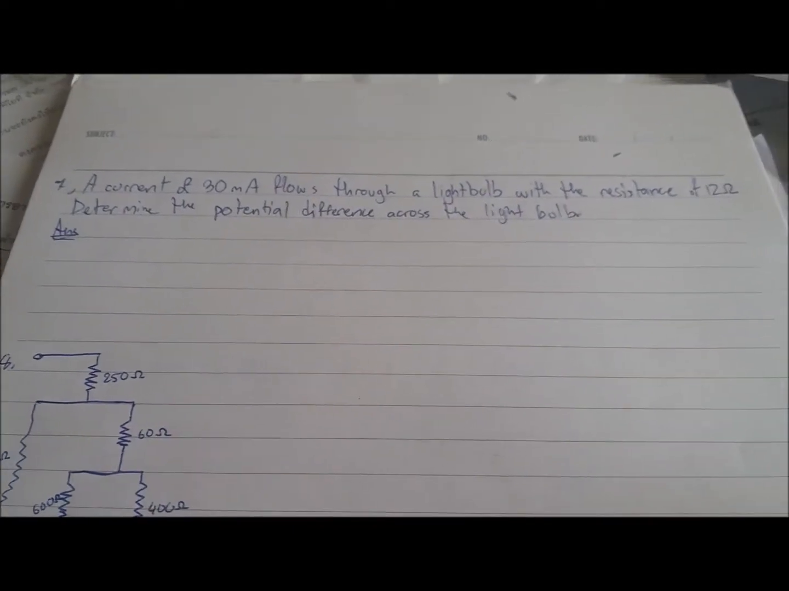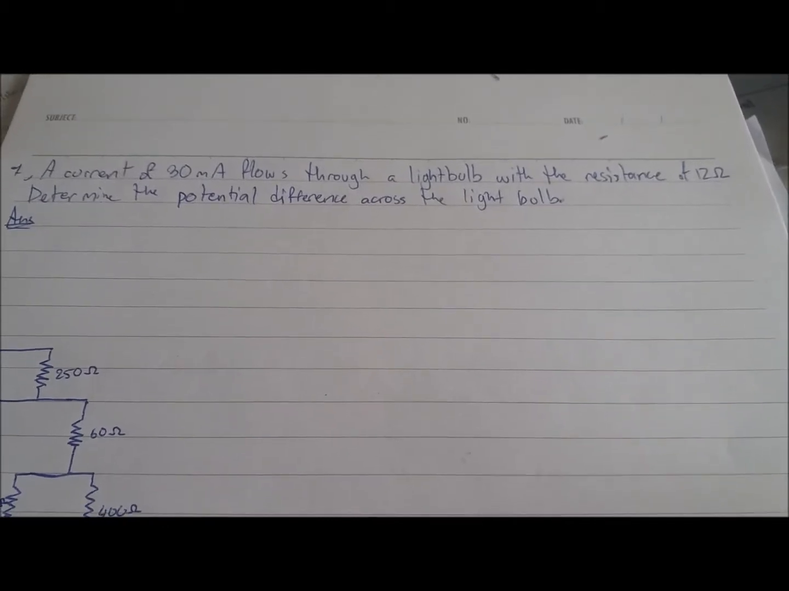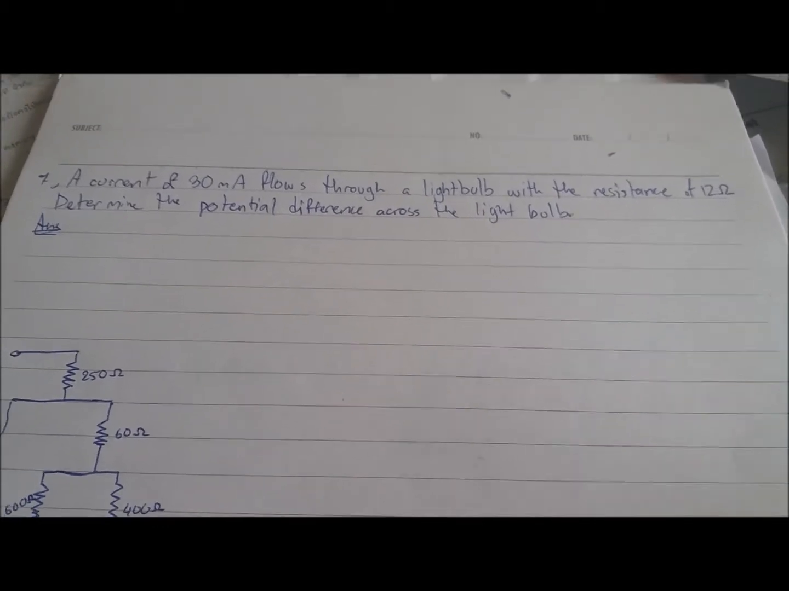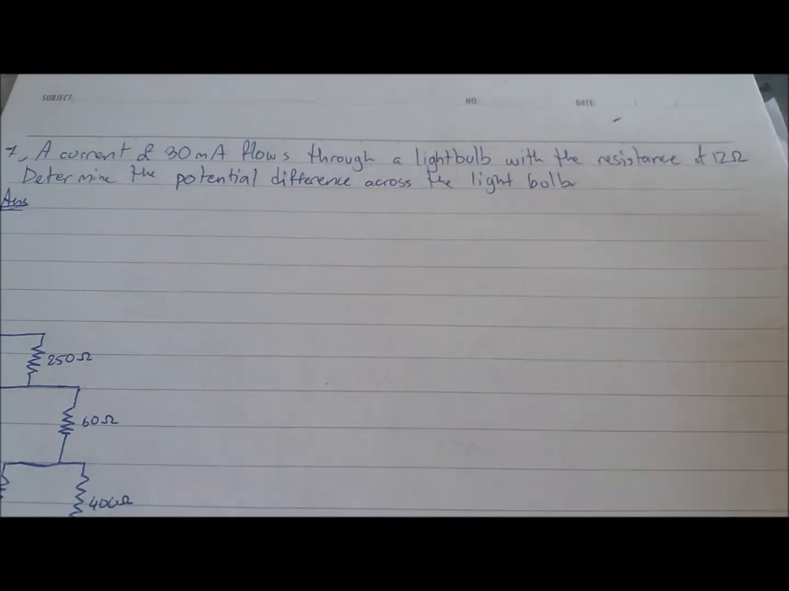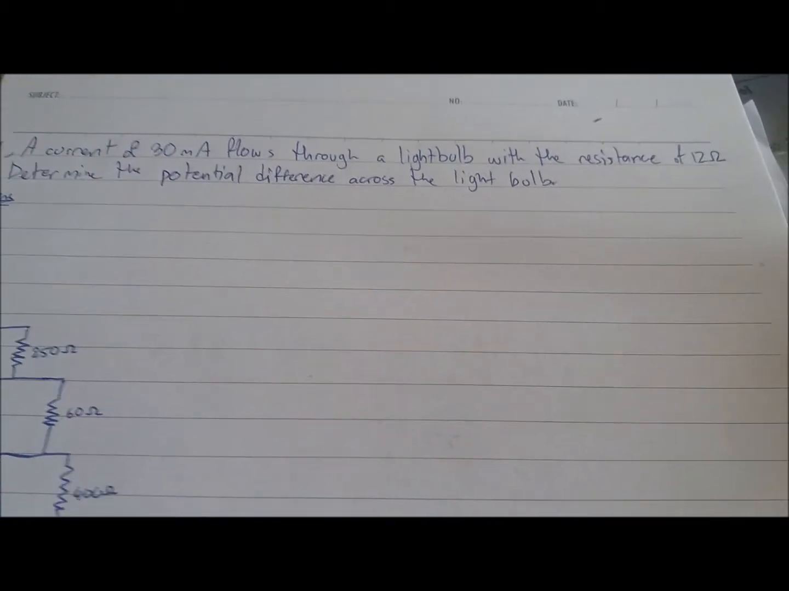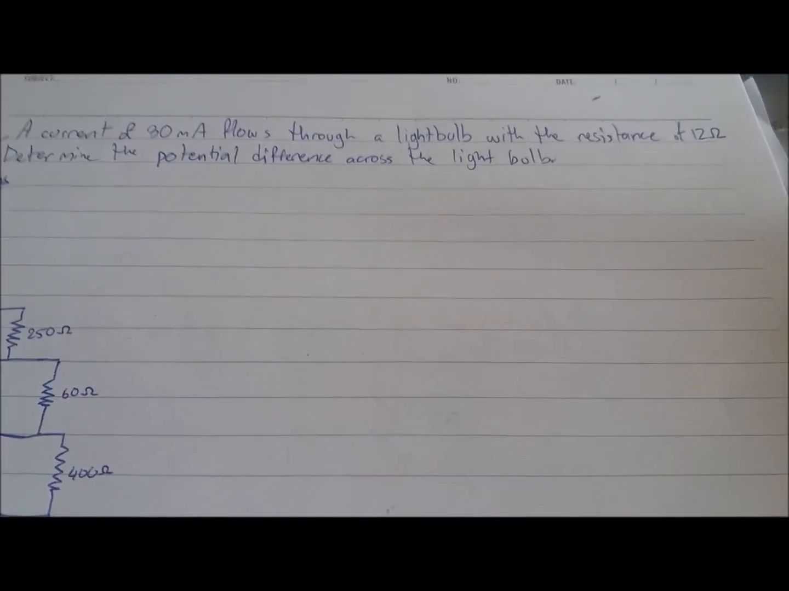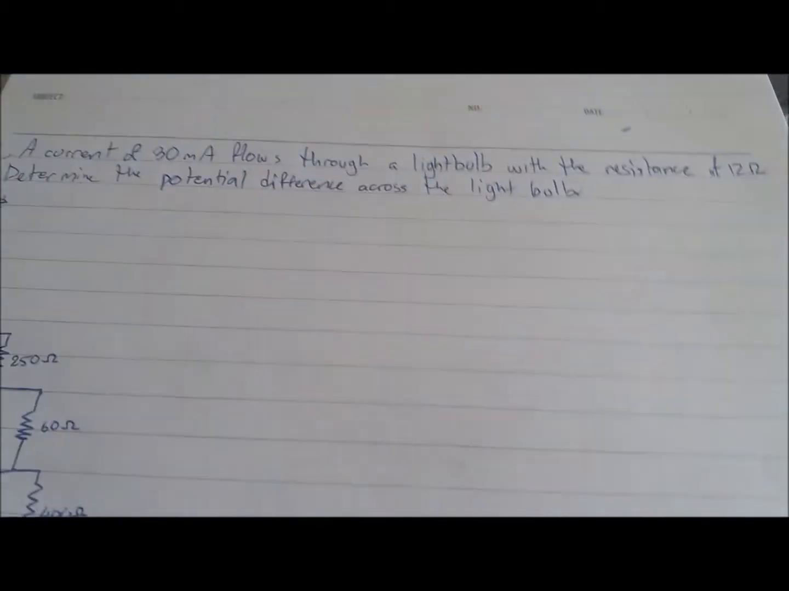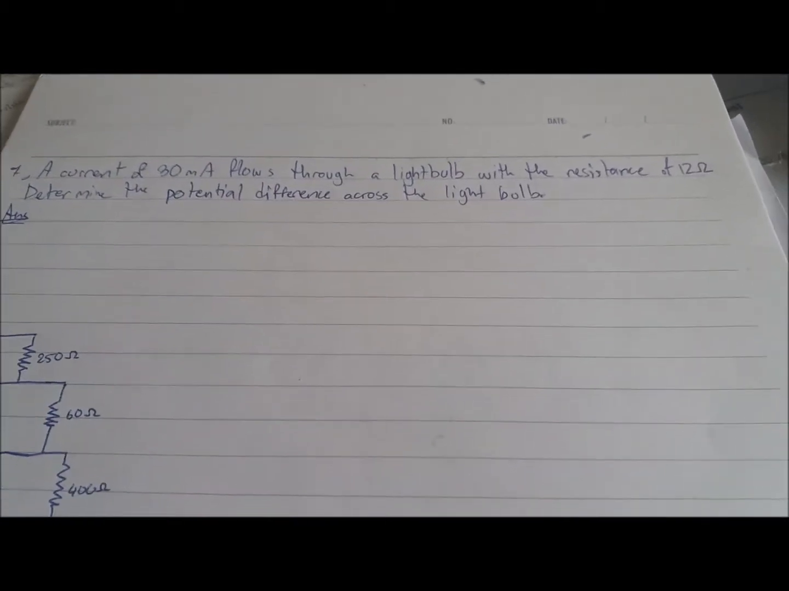Number 7, a current of 30 milliamperes flows through a light bulb with a resistance of 12 ohms. Determine the potential difference across the light bulb. For the potential difference, or volts, we're going to use the formula volts equals current multiplied by the resistance.